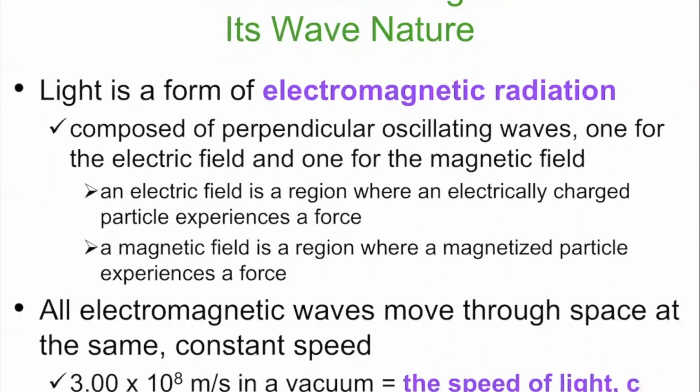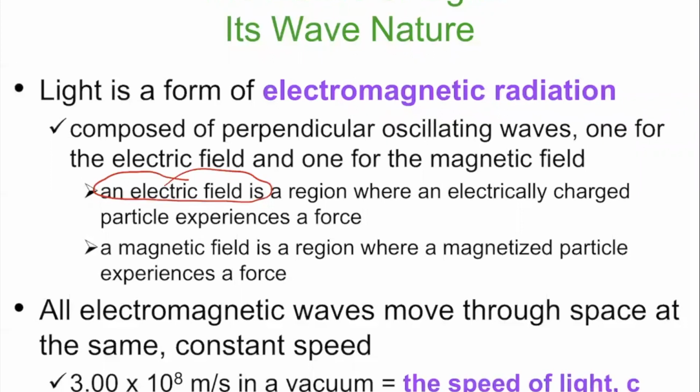And you're going to see this when we move on to the next image. I'm going to be able to explain that, but notice here it has an electric field and a magnetic field. The electric field is a region where an electrically charged particle experiences a force. A magnetic field is a region where magnetized particles experience a force. So that's basically what light is going to be composed of.